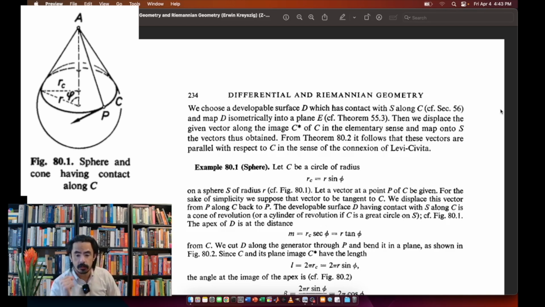Hopefully that's juxtaposed on the screen here to save me from scrolling. The apex of capital D, the developable surface, is at the distance m equals r sub c times the secant of phi, which is equal to r times the tangent of phi, from capital C. We cut capital D along the generator through capital P, the point that is, and bend it in a plane, as shown in now figure 80.2.